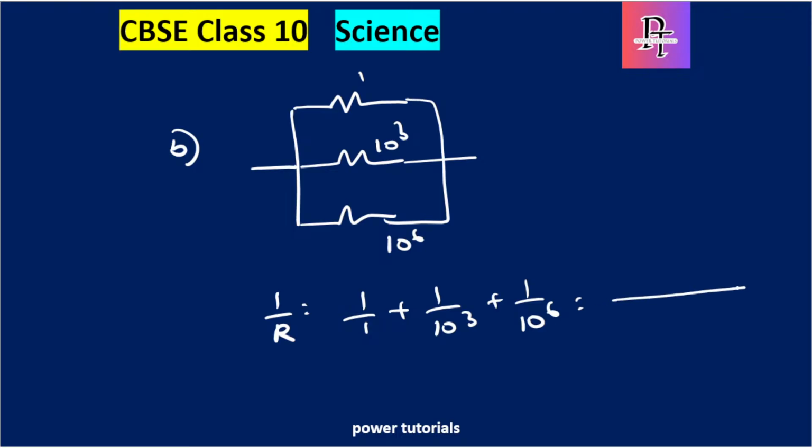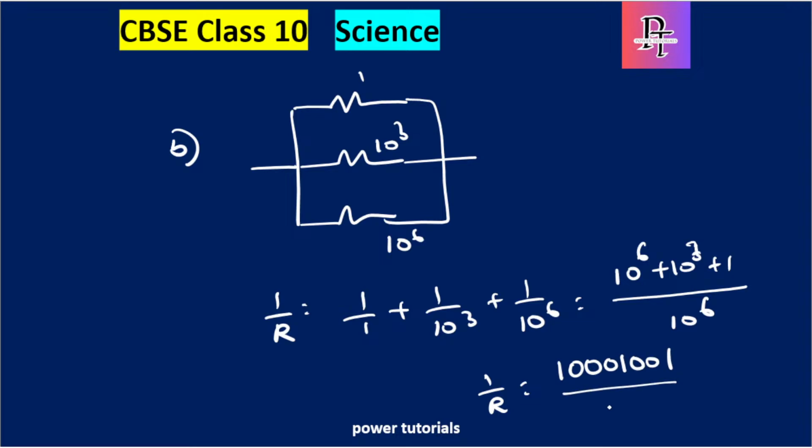So again the LCM is the highest, which is 10 power 6. So this will be 10 power 6 plus 10 power 3 plus 1. 10 power 6 is 6 zeros, and this will be 3 zeros. So this value, if I find it out, will be almost equal to again 1. Okay, let's move to the next question.